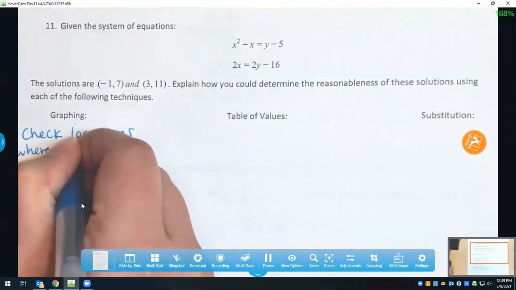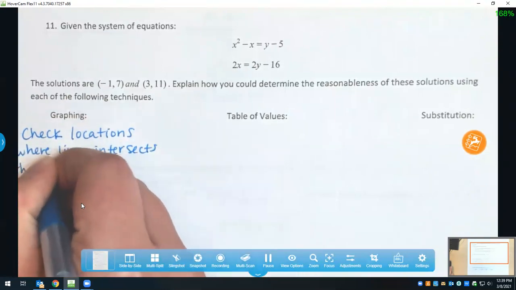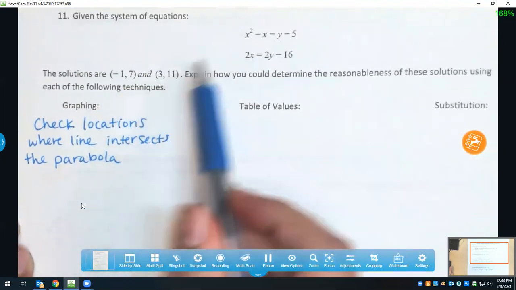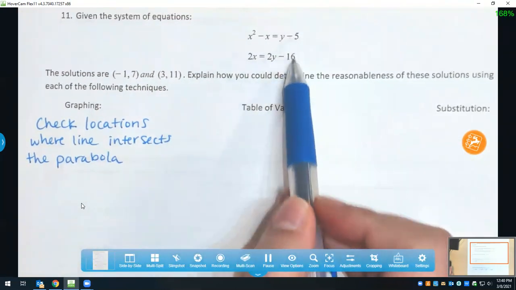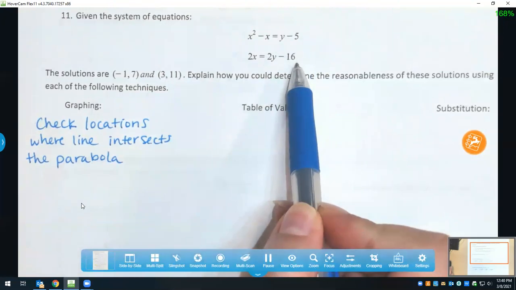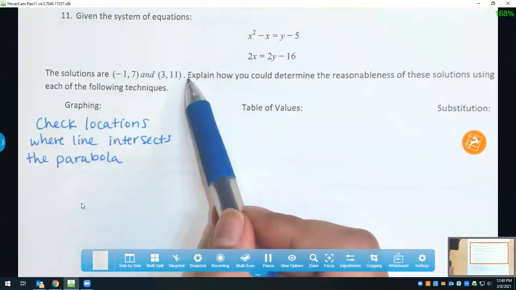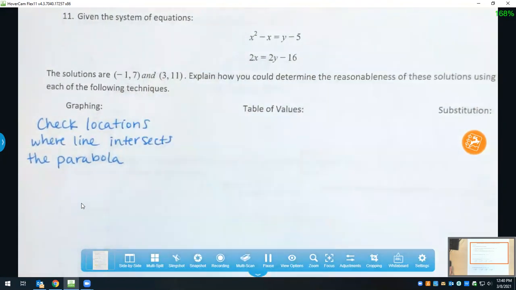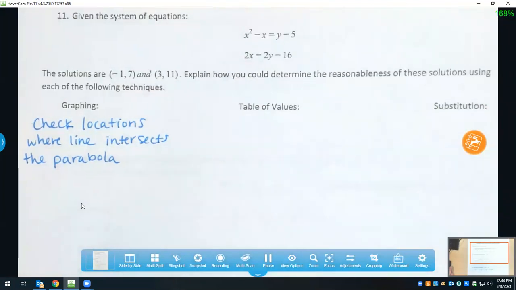So check the locations where the line intersects the parabola. Okay, so if we wanted to make sure that these were the answers to this system of equations, we could graph these two in Desmos the way we just did on the other one, and just make sure that our lines are going to cross at these spots. Just like the last one, we had two points of intersection. Here's another problem where you have two points of intersection. So are our lines crossing at these points? Visually, graphically, that's what you're checking for. You're looking for where the lines cross.